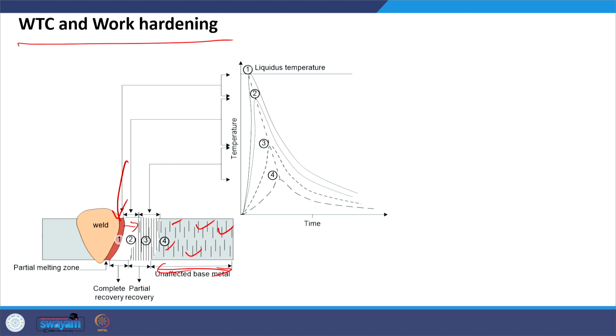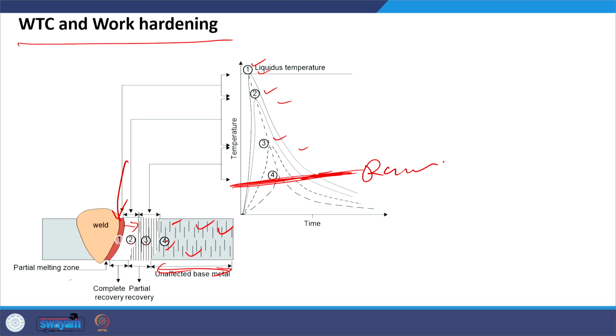And that is what we can relate, say points 1, 2, 3, 4. If we see the thermal cycle for points 1, 2, 3, 4, then our peak temperature is reducing, and high temperature retention above a particular temperature is reducing, say this is the recovery temperature. If the high temperature retention above the recovery temperature is coming down, then what will happen? The extent of recovery will be reducing. So, the longer the time above the recovery temperature, the greater will be the recovery.